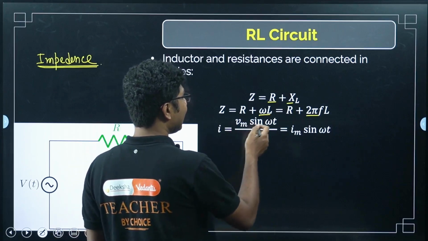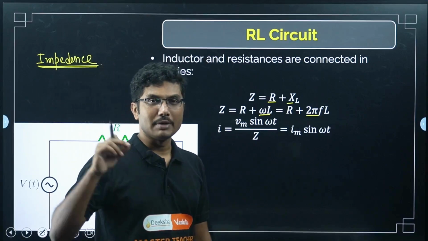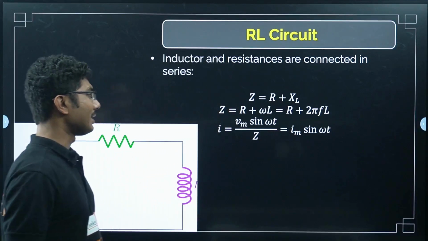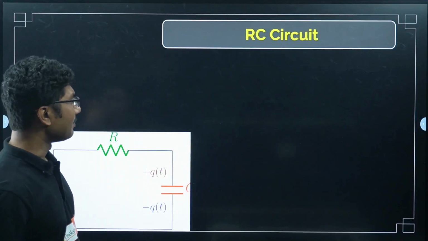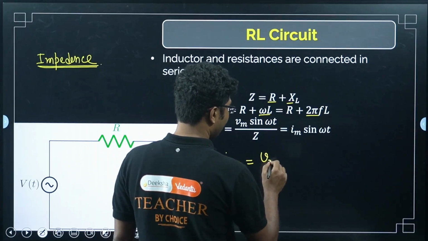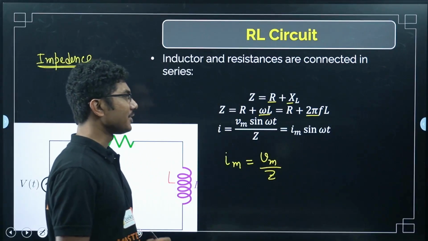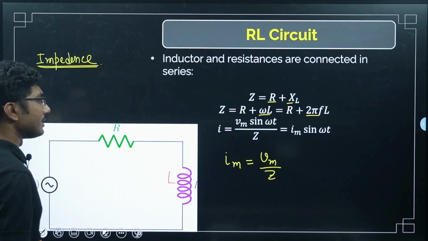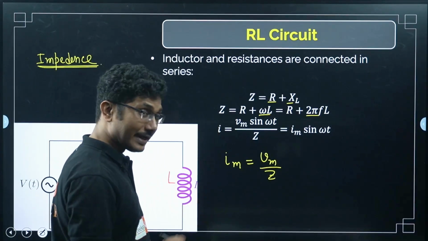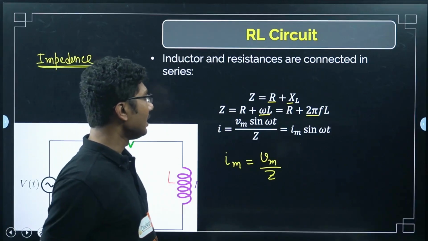So V by R is nothing but V by Z. Instead of using V by R, we will use the V by Z symbol now, and from there we can write I = Im sin omega t. Now what is Im? Im is nothing but Vm by Z, right? And from this expression you can see that current and voltage are in sync, that is, they are in phase. In our RL circuit no phase change happens. So they are still in the same phase.